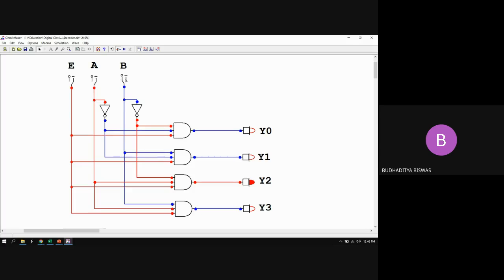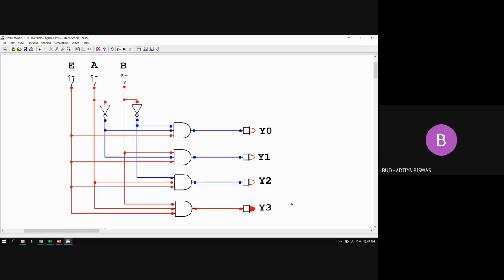If A equals 1, B equals 1, then only gate number 4 has all its inputs connected to 1. In all the other gates, one of the inputs is connected to 0. That's why the other 3 gates are not producing the output. Only gate number 4 will produce the output, and Y3 is high at this time.